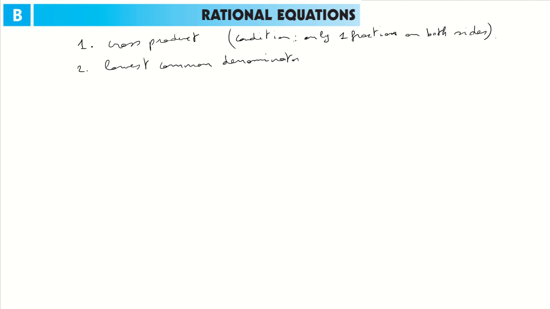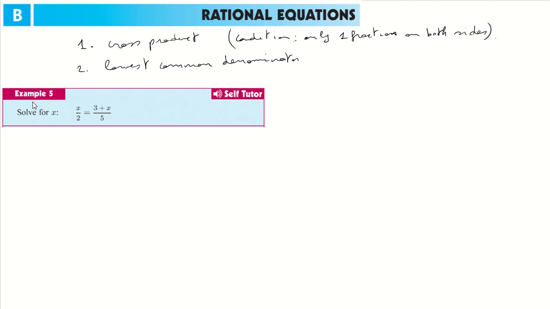Okay, let's go to example 5. Let's solve it with the first method. So I have x over 2 is equal to 3 plus x over 5. And I have just one fraction on the left hand side and one fraction on the right hand side. So with the cross product method, I take the numerator of the left hand side and the denominator of the right hand side and I multiply them with each other.